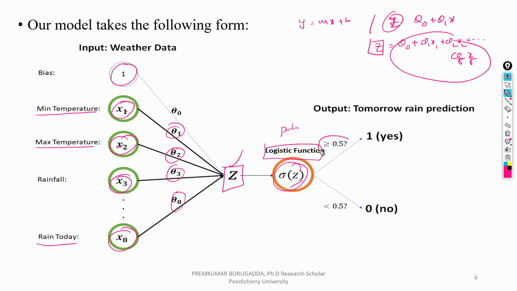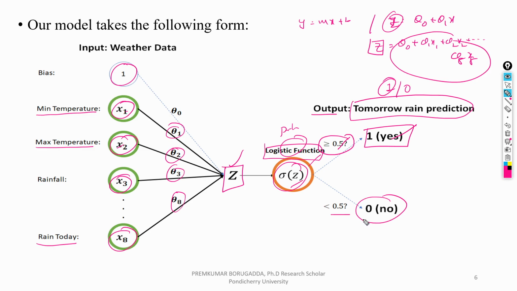If the probability is greater than or equal to 0.5, it will be considered as 1, which means the output is the tomorrow rain prediction. Tomorrow rain prediction means 1 or 0, where 1 means yes, the probability value is greater than or equal to 0.5. If the probability value is less than 0.5, it will be 0, which means there is no rain for tomorrow.